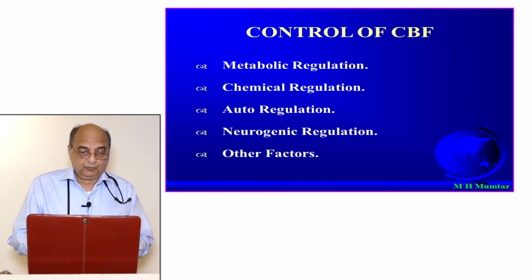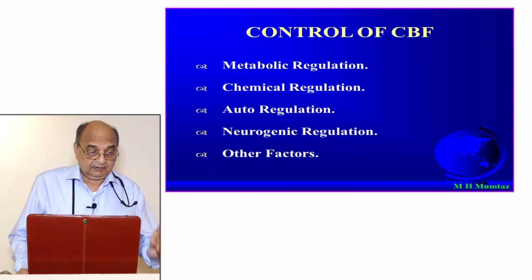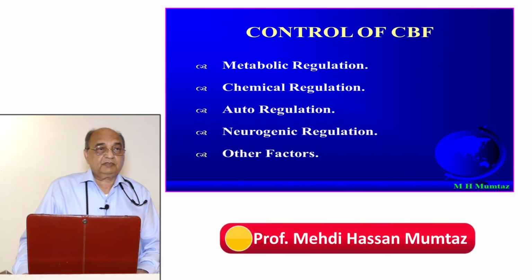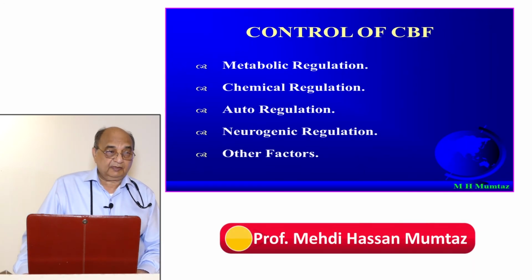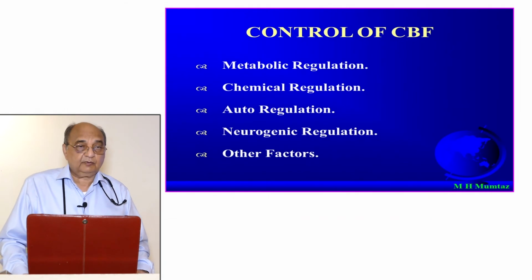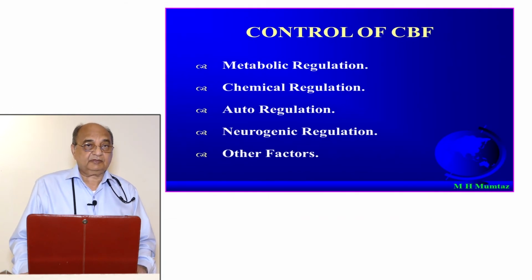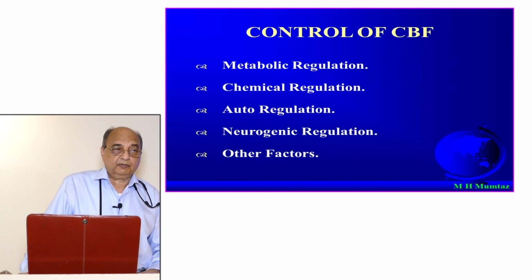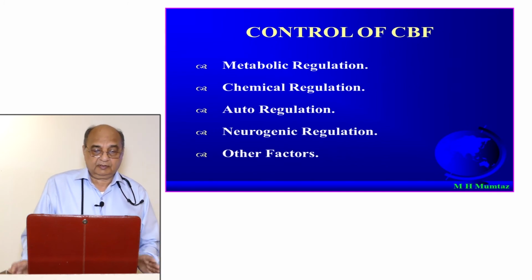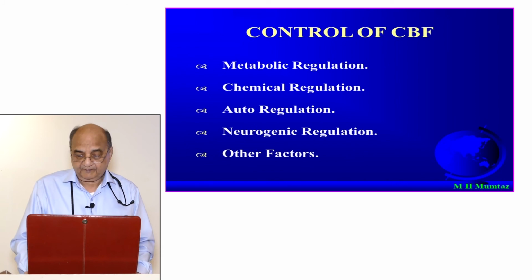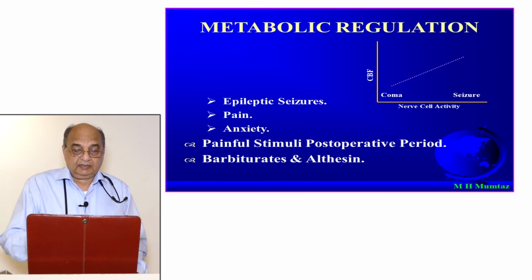Now, this is very important. How is the cerebral blood flow controlled? There are 5 systems which control the cerebral blood flow. One is metabolic regulation, then chemical regulation, autoregulation, and neurogenic regulation. There are some other factors like blood rheology which control the blood flow to the brain.